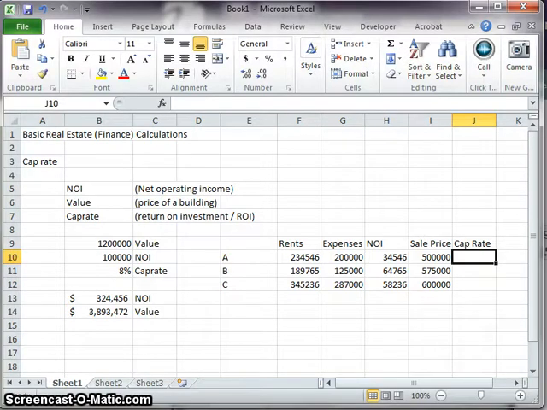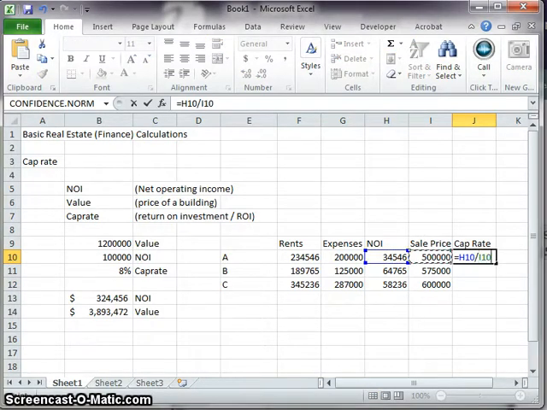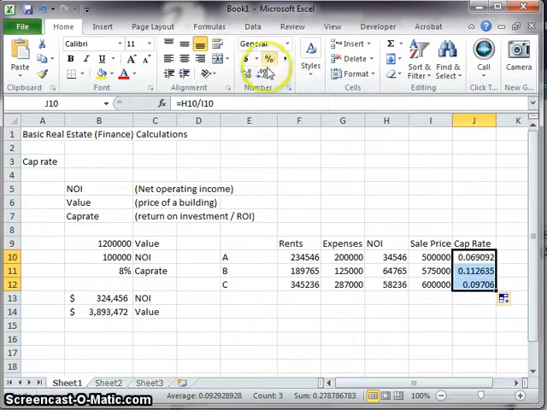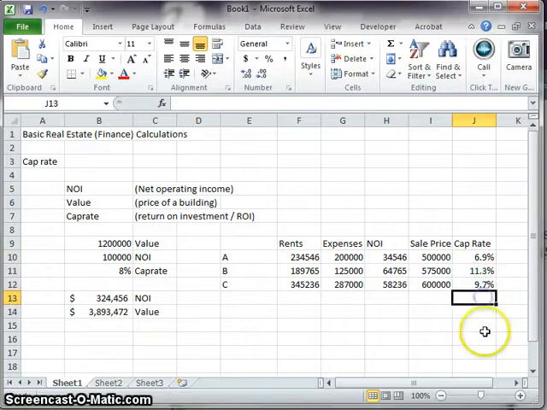Now our cap rate is simply going to be our NOI divided by our sale price. And I can just copy that formula down. And we'll go ahead and put those in percentages so they're easier to see. So now we can see that our cap rates here are 6.9, 11.3, 9.7. Normally if these are similar buildings, these cap rates would be much more comparable, but I'm just kind of making up some numbers here as we go.